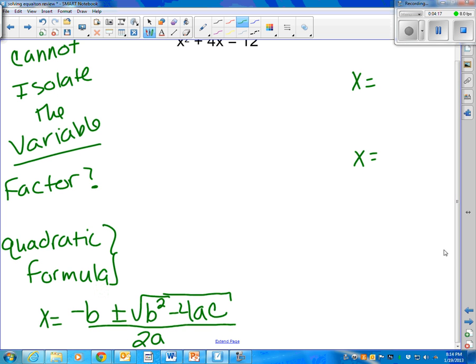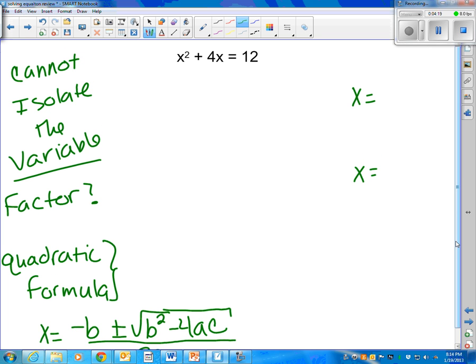In order to get a, b, and c, come back up here to the top. I need to take that positive 12 and subtract it. I have x squared plus 4x minus 12 equals 0. A is 1, b is 4, c is negative 12. So I want you to plug those into the equation, go ahead and push pause, and begin to simplify. When you're finished, check your answer with mine.